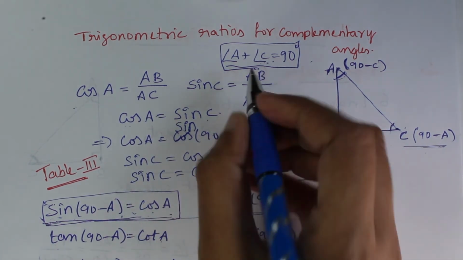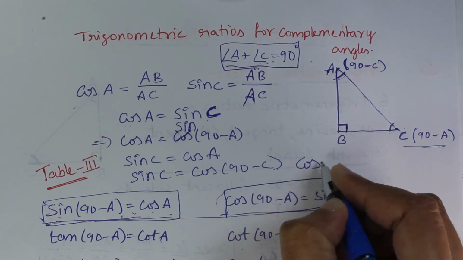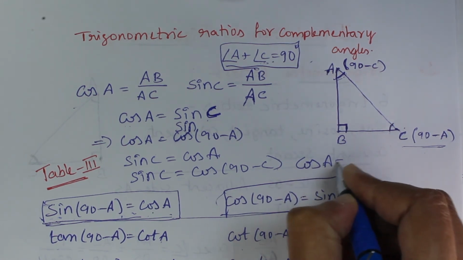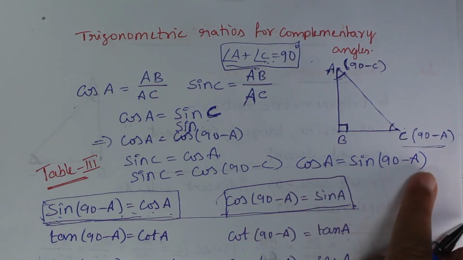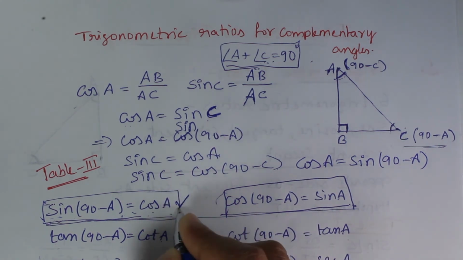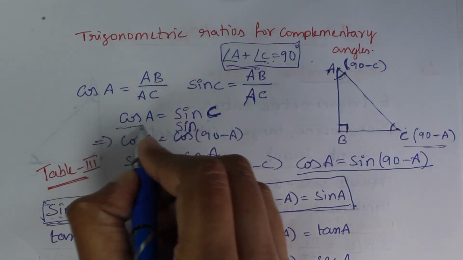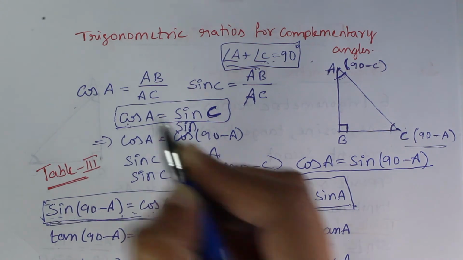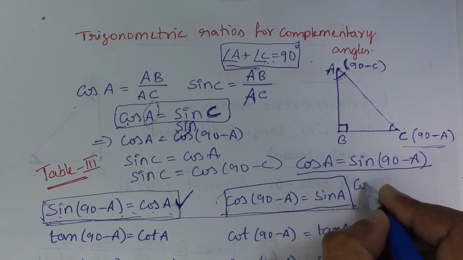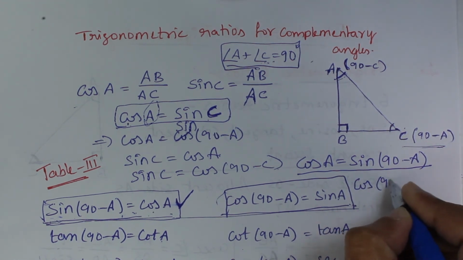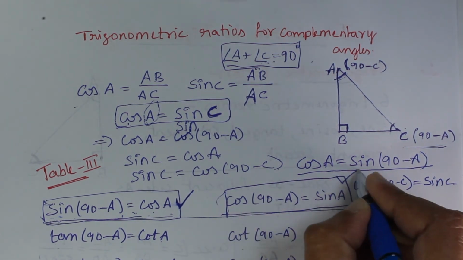Now, I can write C as 90 minus A, right? So that implies cos A is equal to sin of 90 minus A. So this first equation is proved. Now we know that cos A is equal to sin C. So we can write A as 90 minus C, right? So cos of 90 minus C is equal to sin C. So this second equation is also proved.